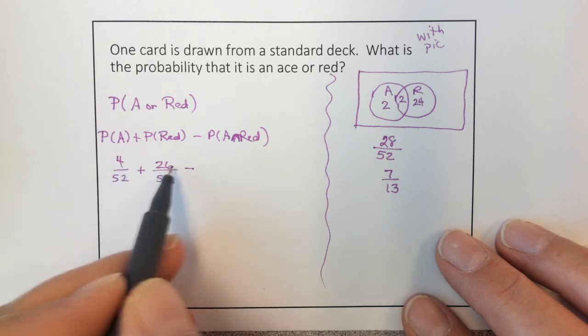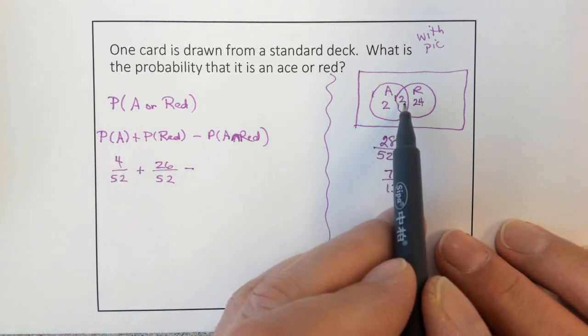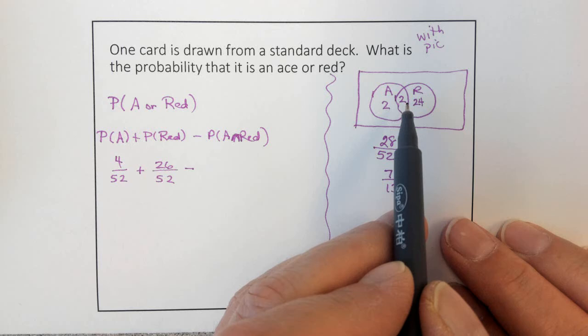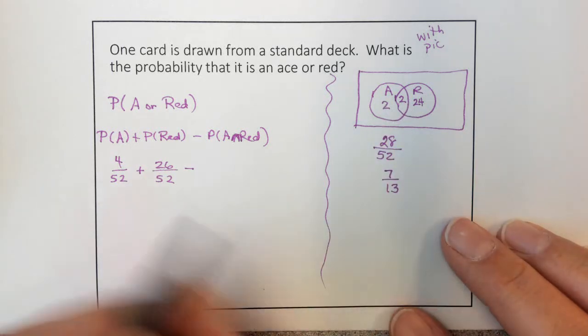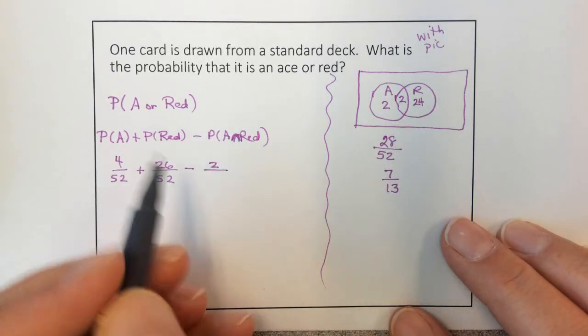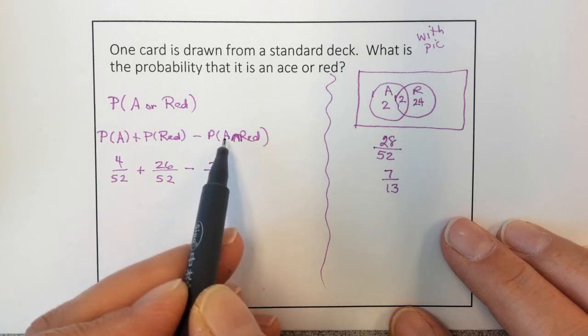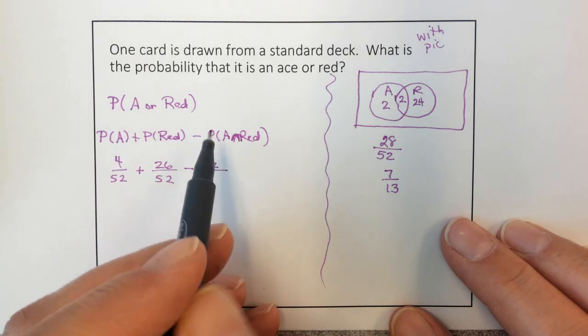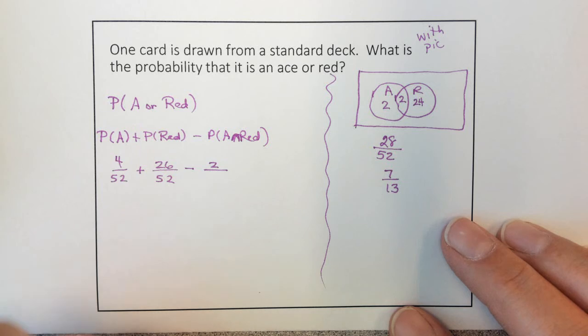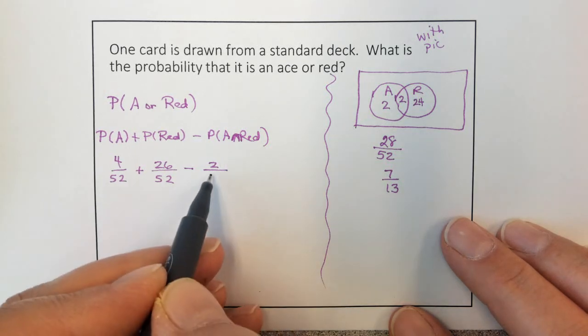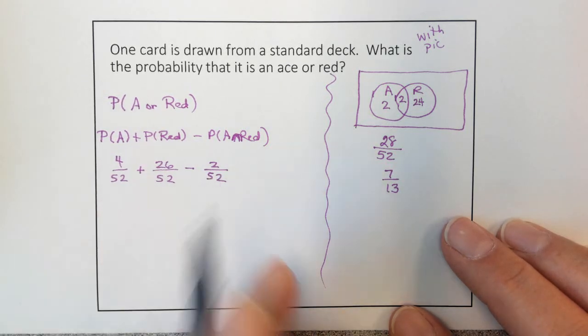Okay, so I've counted in the 4 plus 26, I've counted that 2 in the middle twice. I need to take out the extra one. So take out the 2 that's in the shared part. An ace that is red. There are 2 of those. Ace and red means cards that have both attributes. So 2 out of the 52 cards are red aces.